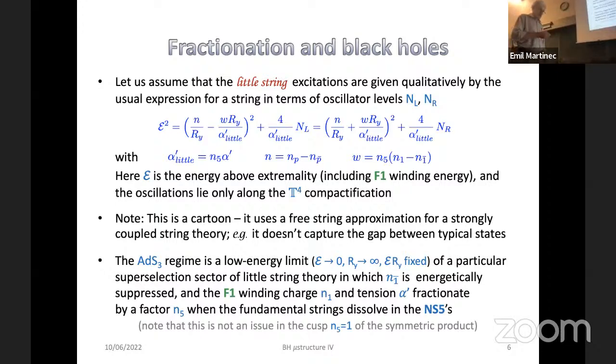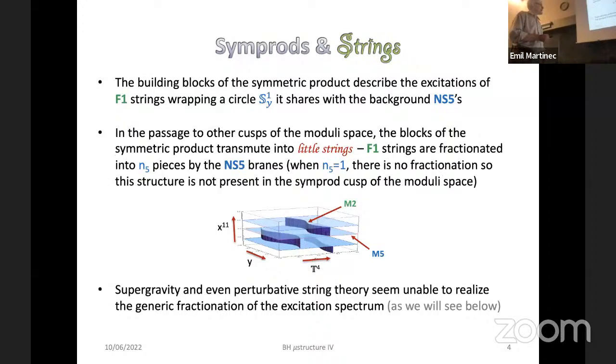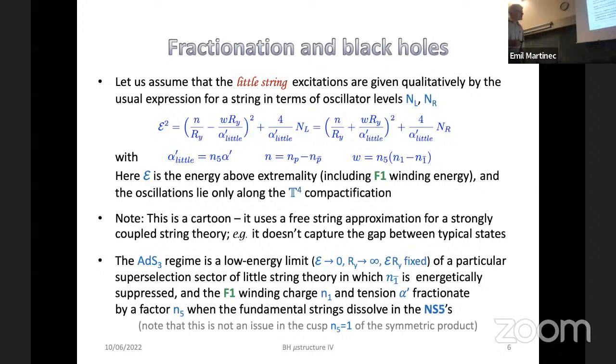Basically, this is just a statement that I split the string into n5 strips. If the fundamental string was winding this direction w times, then the little strips have a total winding which is n5 times w. And so if I make that series of assumptions, and I take the following low energy limit, so take the energy of the gas of strings to 0. Take the length of the circle that the strings are wrapping to go to infinity, but holding the product fixed. That's the AdS3 decoupling limit.